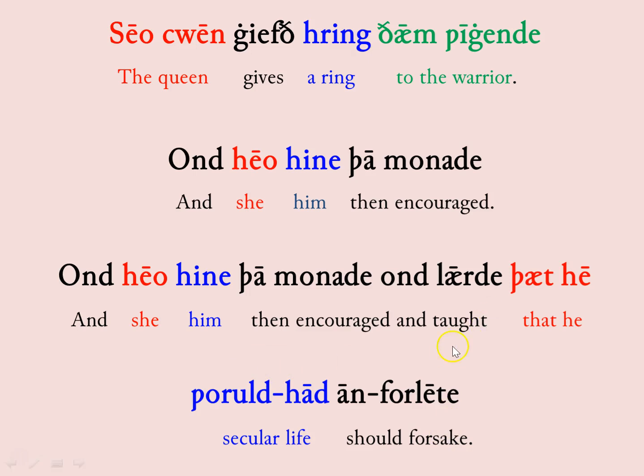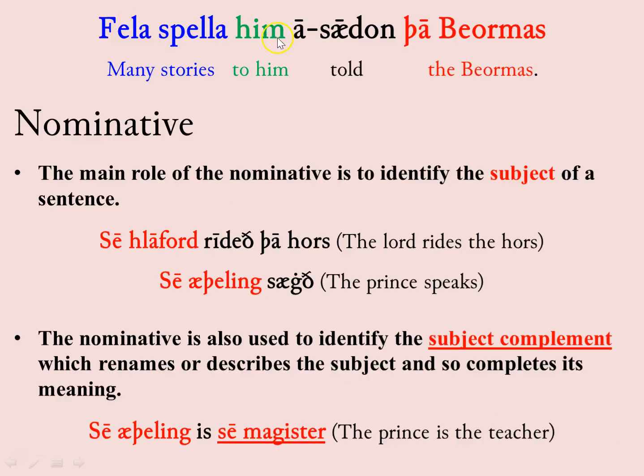And we get that meaning by looking at the spelling of the words and seeing, if we don't know the case off by heart, then we look it up in a dictionary, but we find that we can reconstruct the meaning to translate it into modern English. All right, fella sapella him arsadon fa bermas. Now, fella sapella, well, checking that spelling, we find that's in the accusative. Him is in the dative. Arsadon is told, verb. Tharbermas is in the nominative, and so that's the subject.